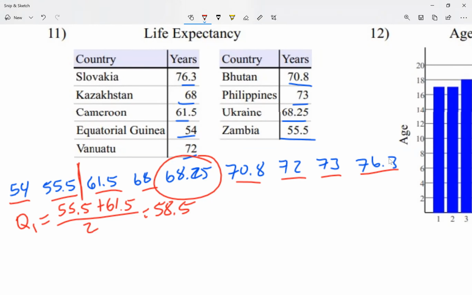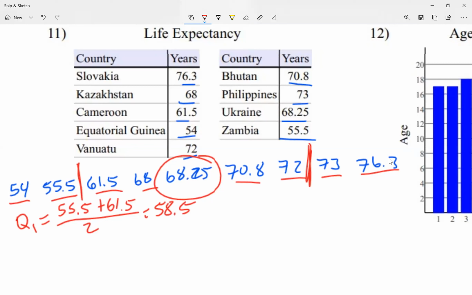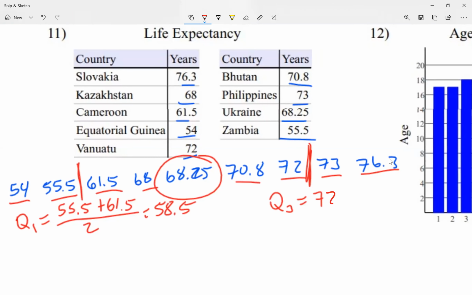My upper quartile, so on the upper half, there's 4 numbers, right? The middle will be about here. So quartile 3 or upper quartile, the number between 72 and 73. All right, I could add this number, 72 plus 73 divided by 2. I'm going to get 72.5.